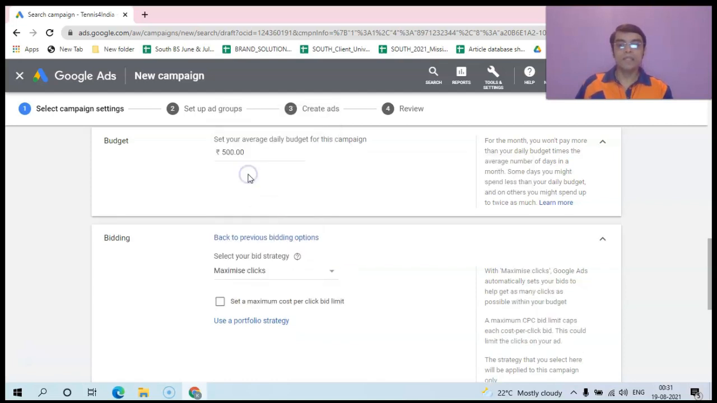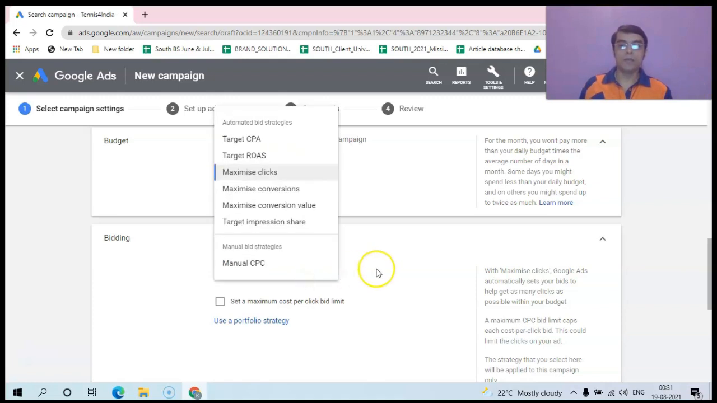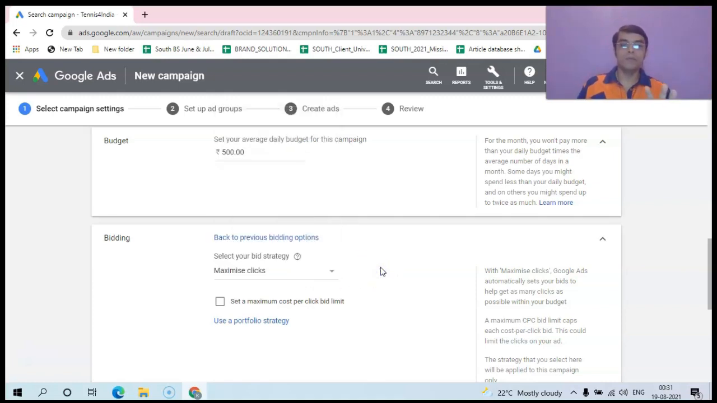Maximize clicks is quite easy to understand. Maximize clicks means I am giving Google X amount of money, and I'm telling Google to give me the maximum clicks that it can. I'm basically telling Google to do whatever best it can with this amount, just give me the maximum number of clicks. Here I'm not putting any conversion action. It's just about getting as many clicks as possible.